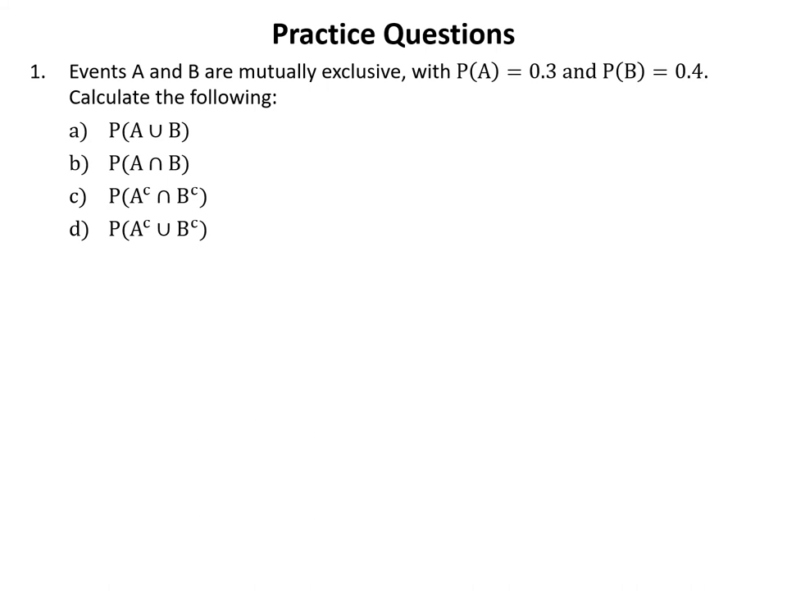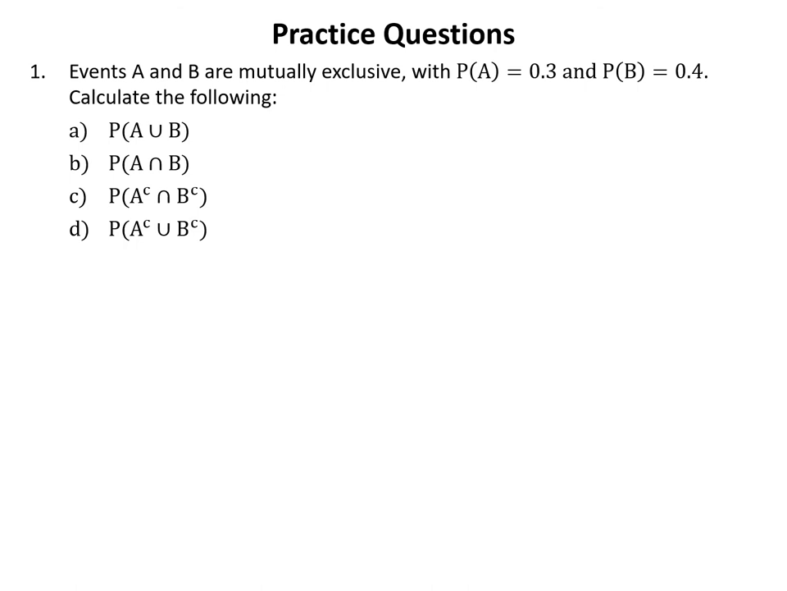The following is a set of practice questions meant to provide a review of the material covered in this lesson. Question 1. Events A and B are mutually exclusive, with probability of A equal to 0.3 and probability of B equal to 0.4, and we're asked to calculate the following.